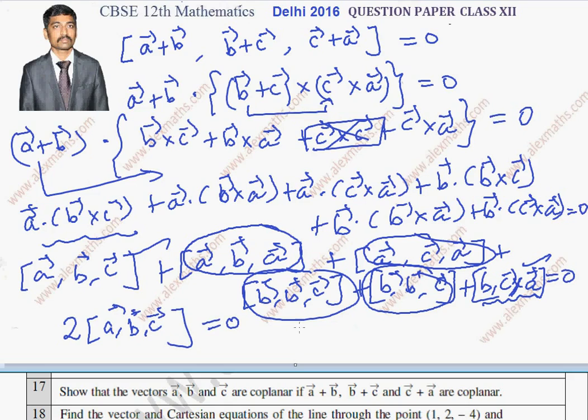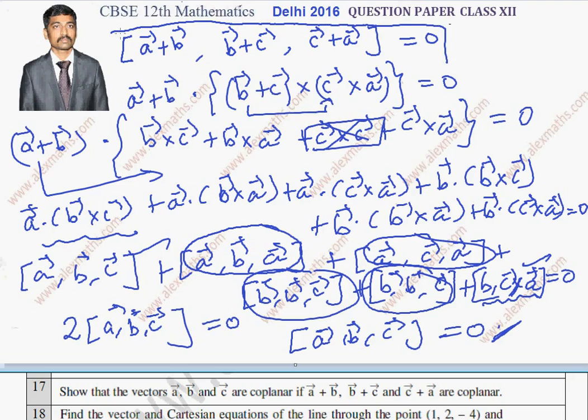It means by dividing by 2 we get a comma b comma c is also 0. This indicates that vectors a, b and c are also coplanar. So a plus b, b plus c, c plus a vectors are given as coplanar. Using that we got the result that a, b, c is also coplanar.